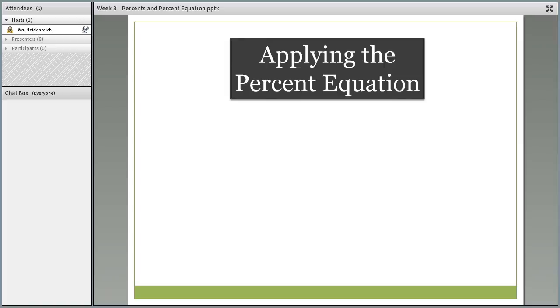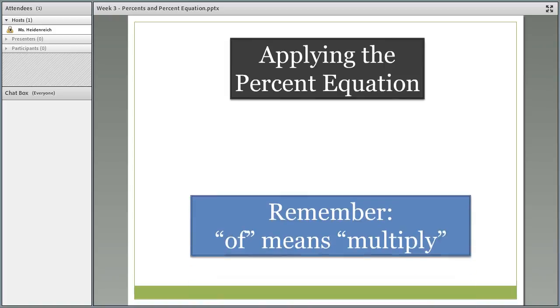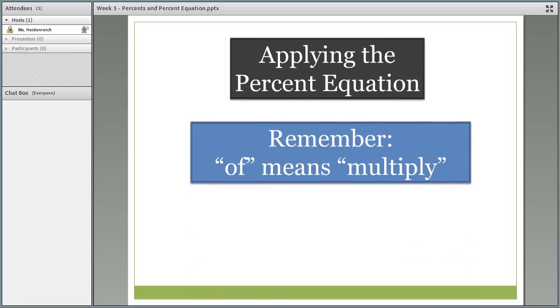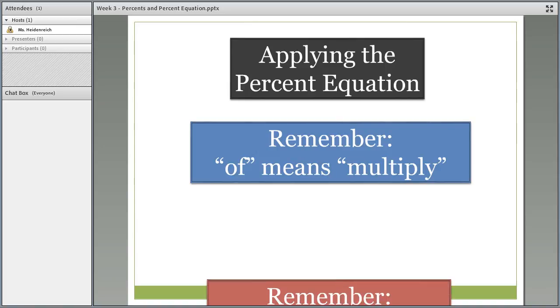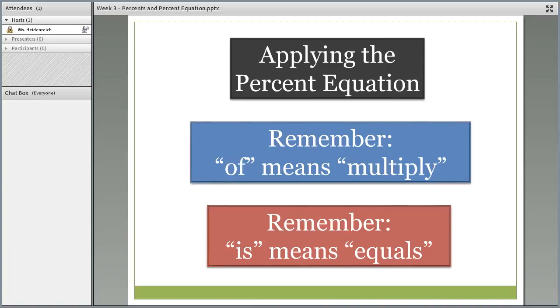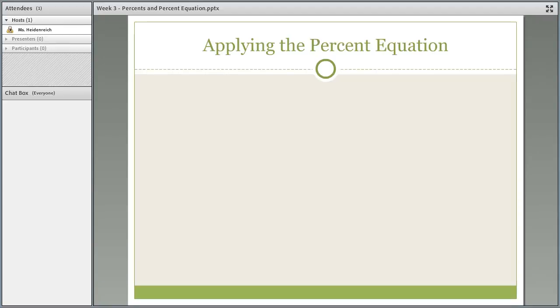Okay, so now applying the percent equation. So you can kind of create an equation based on what the problem is that you're given. So some tips are to remember that of means multiply. You need to remember that the word of in math means to multiply. And you also need to remember that the word is in math means equals. So you can translate those words just like they were from another language into a math language.